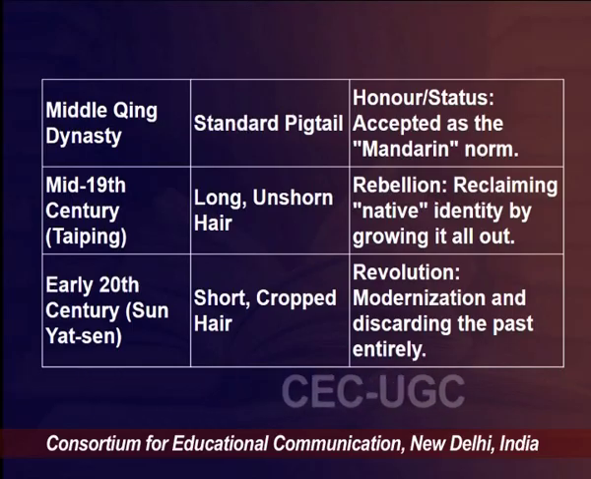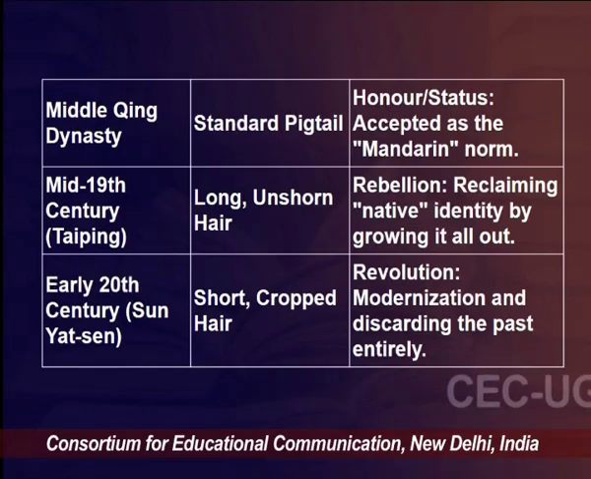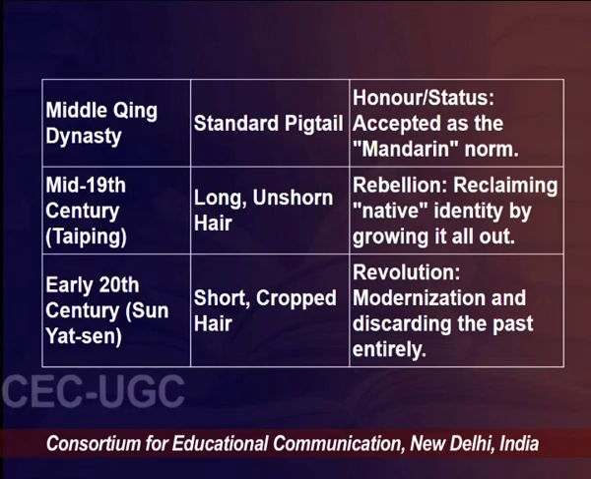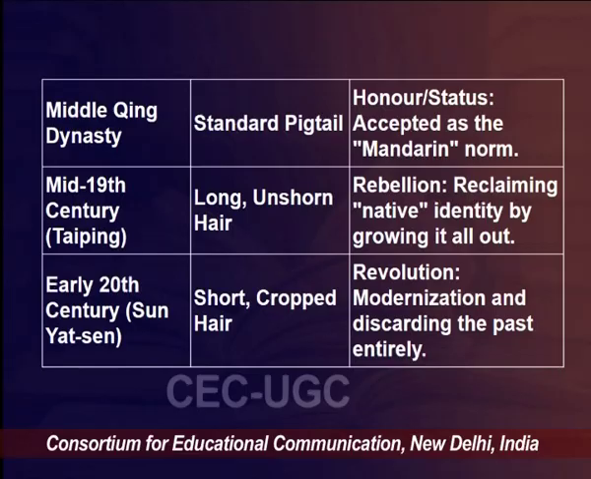By early 20th century, that is Sun Yat-sen, the physical form was short and cropped hair, and this symbolized revolution. So, if you were going against the norm of the long hair and cutting your hair short, it implied modernization and discarding the past entirely. So, basically when he is talking about the symbols, he is talking about the ambivalence of hair.